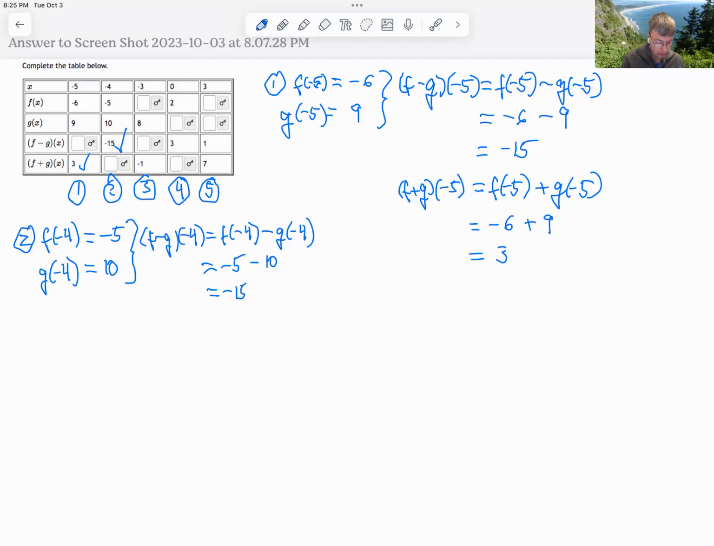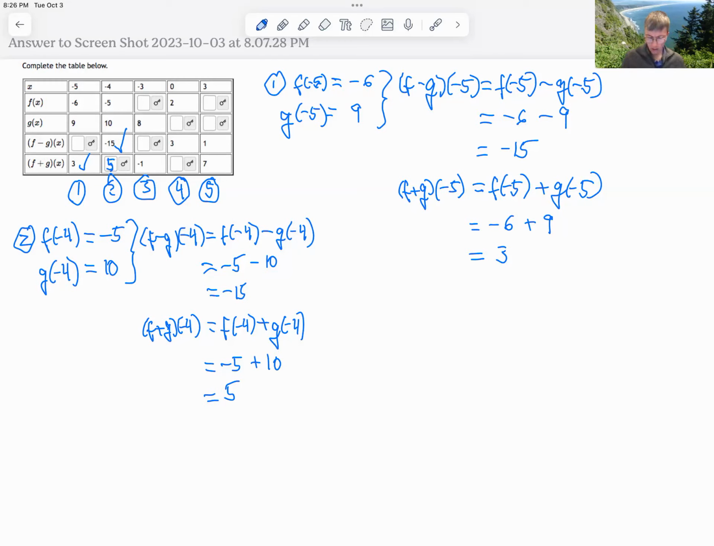So now we can find in the same vein f plus g of -4. That equals f of -4 plus g of -4. And again, I plug those values in, which is -5 plus 10. And so that answer would be 5. And so I can actually write my 5 here.